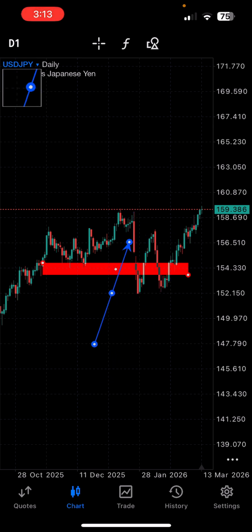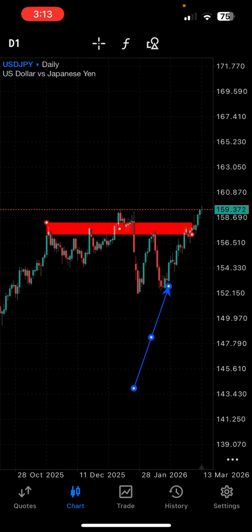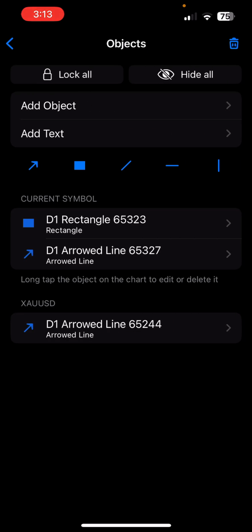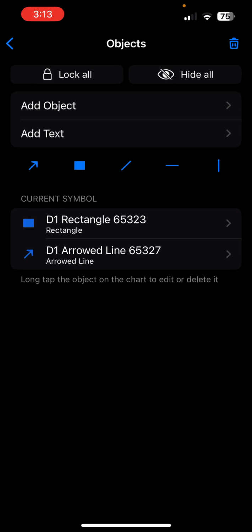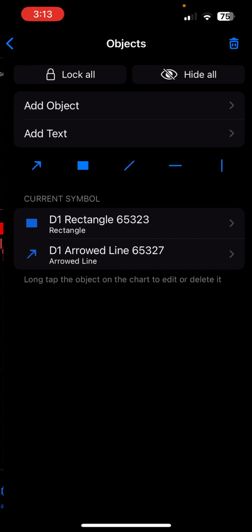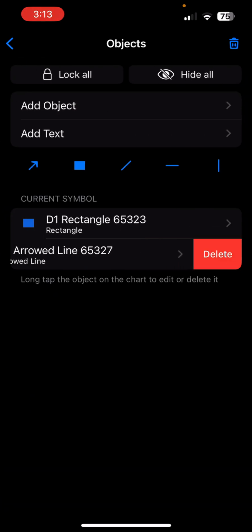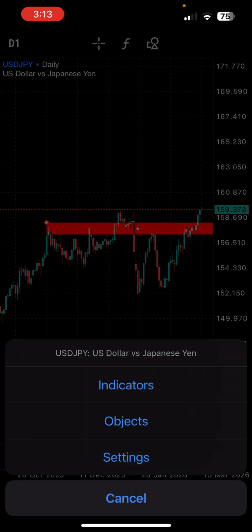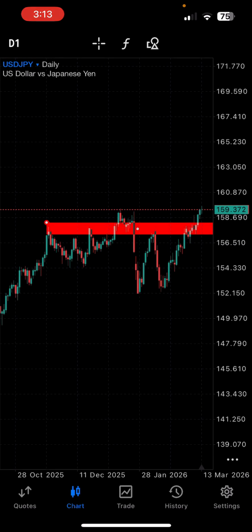So what do we do in this pattern? We just look for buys. If it breaks this, then we look for buys, of which you are seeing already here. So we shall just draw this as our zone. That is our zone right there. Yeah, so that is our zone right here, guys.